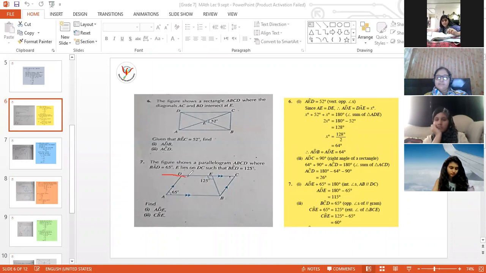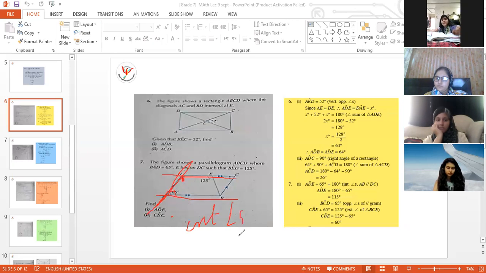This is the parallel line DC and this is the parallel line AB, right? This transversal is cutting the parallel lines DC and AB. And for the angles on the same side, you have to find angle ADE. You have to find this angle. So the angles on the same side are equal to interior angles.